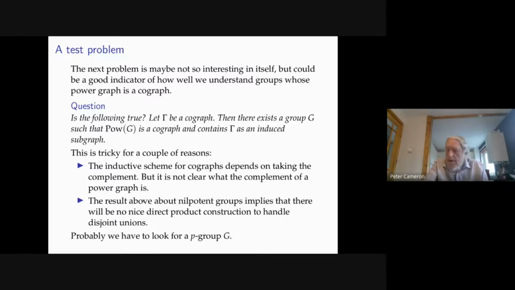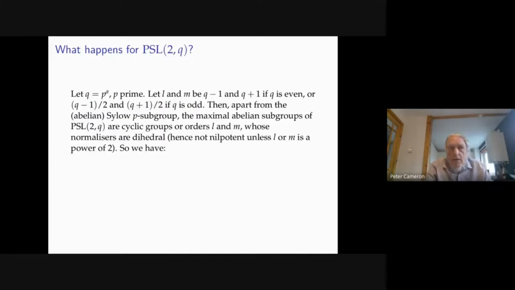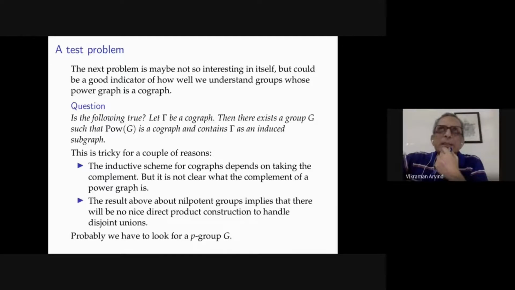So anyway, that is a little problem that might come up along the way. So let me press on. Let's look at some other groups. What happens for, well, if you like, simple groups, the first family of simple groups. Just to understand this, how do we prove that for any group of prime power order, the power graph is a cograph? It's because the center is always non-trivial, and we can complement and keep removing the center.